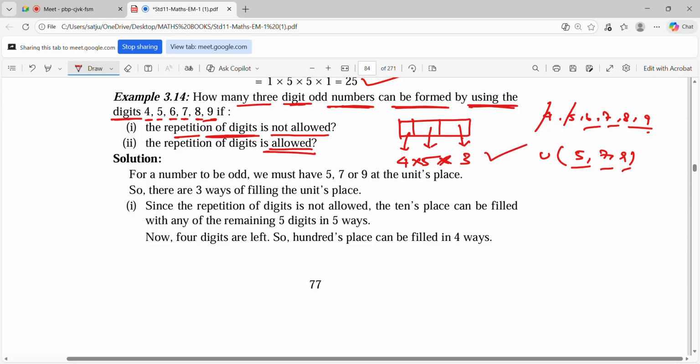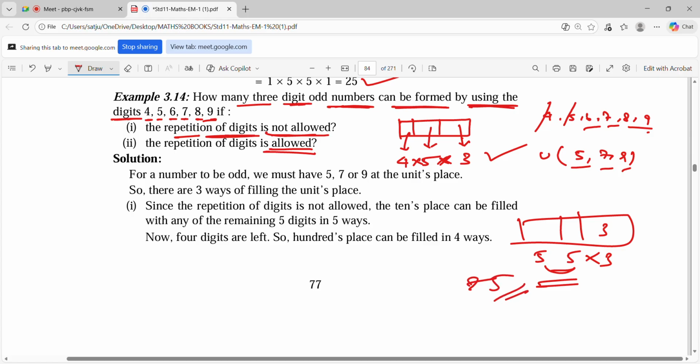Understood? That is when the repetition is not allowed. Suppose the repetition is allowed, here 5, here 5. So therefore 5 into 5 into 3, 75. Understood? That is the difference between repetition allowed and repetition not allowed. Okay, fine.